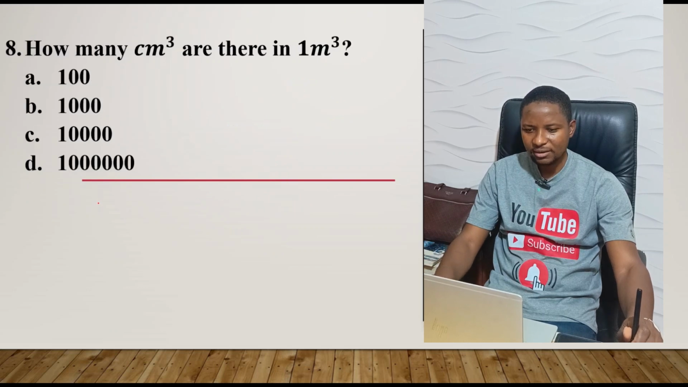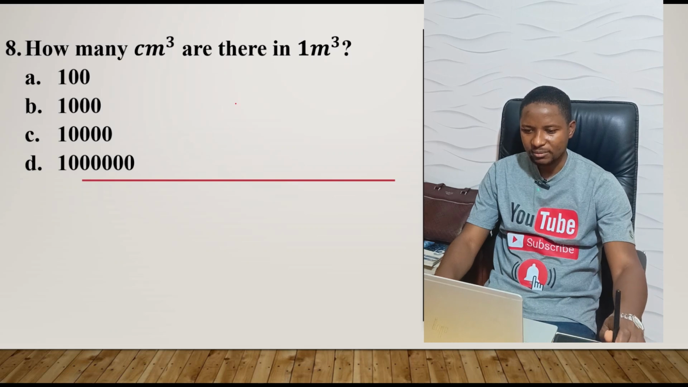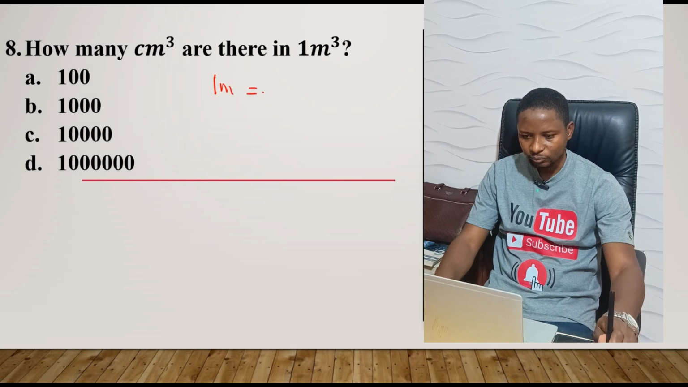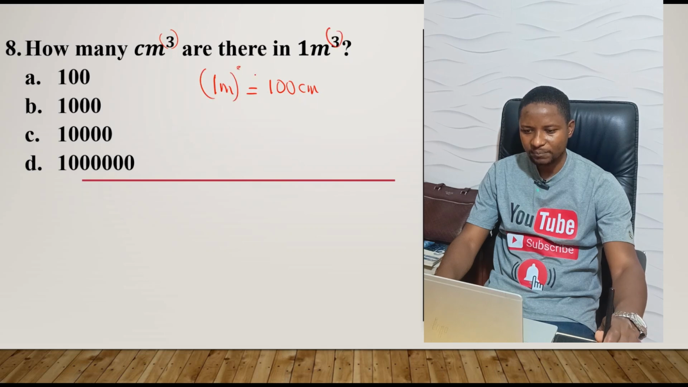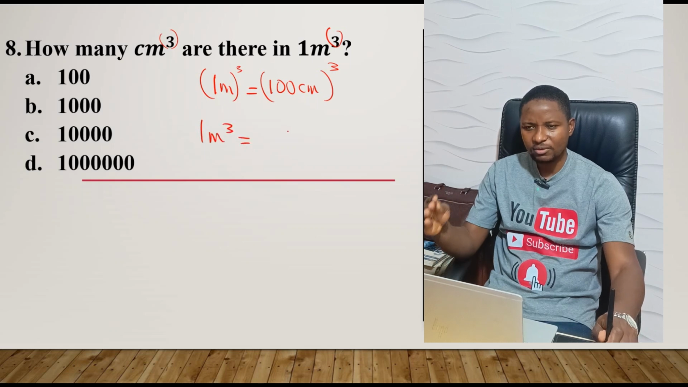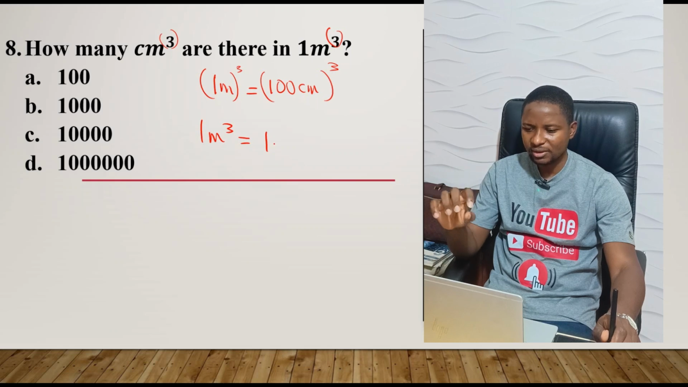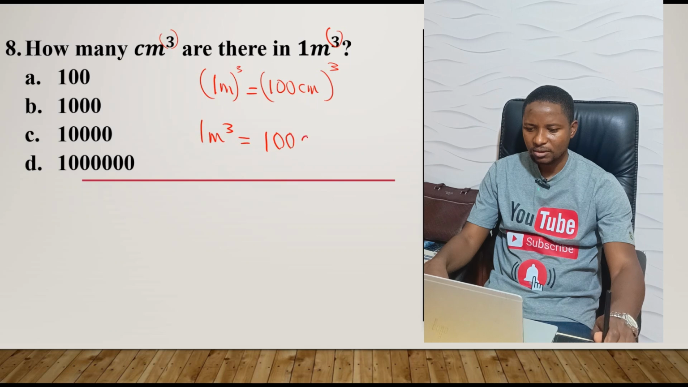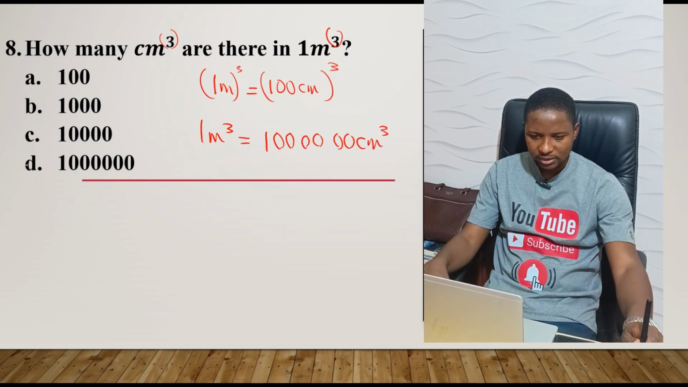How many centimeter cube are there in 1 meter cube? Start from the basics. Knowing 1 meter equals what? 100 centimeters. Now they are talking about cube. So all you do is to cube both sides. And when you cube both sides, this will give you 1 meter cube, and this will give you 100 times 100 times 100. Don't stress yourself. You're multiplying the same 100 three times. So meaning you have 6 zeros, and that's 1 million cm cube. So the answer is D.